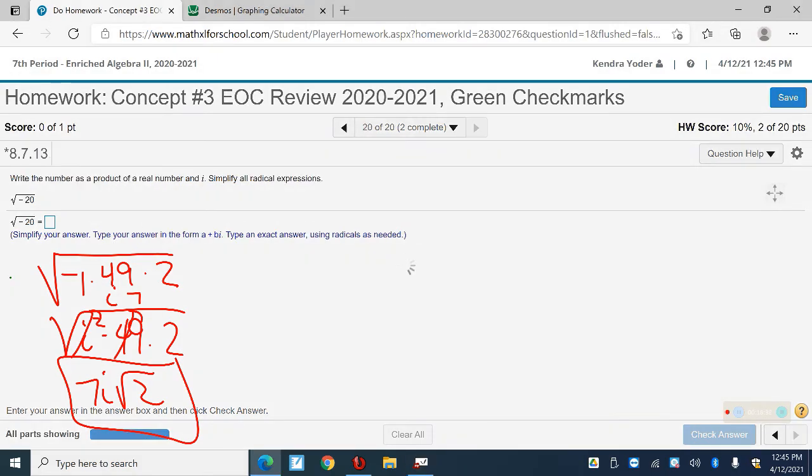Okay, number 20 is exactly the same way. Any questions on this one right here? No? Overall, this one wasn't that bad. I did get with you guys to review EOC 2, correct? I did, so I got them following.